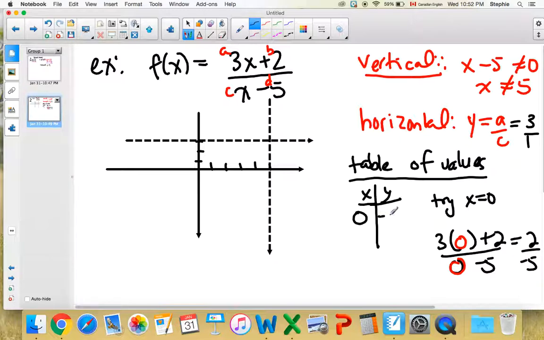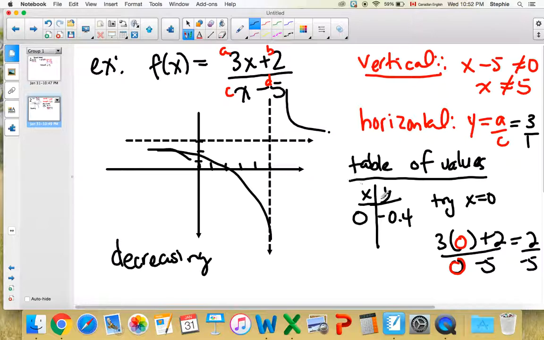So that actually gives us a point. That means it is going to be in this quadrant. So at 0, we're at negative 0.4. So it's going to be something like this, which means it's going to be something like in this area here, and then obviously in that area. And then this is considered decreasing.